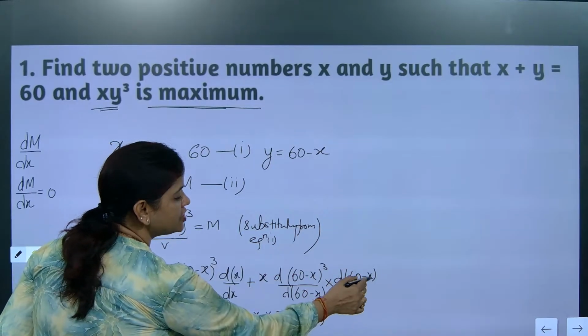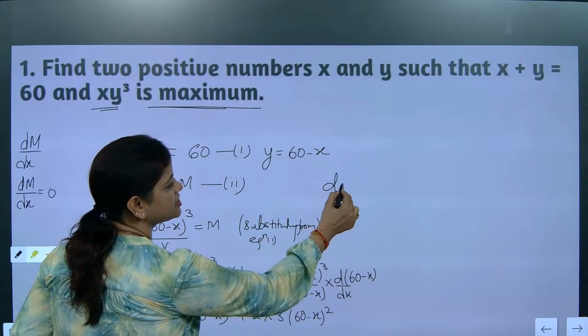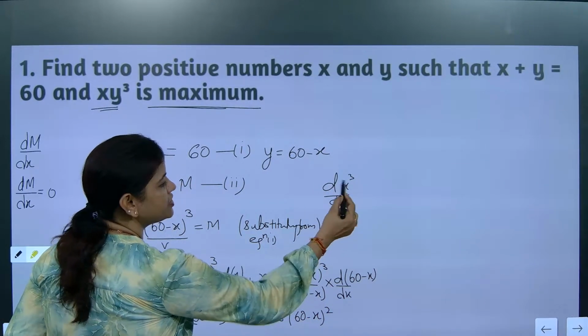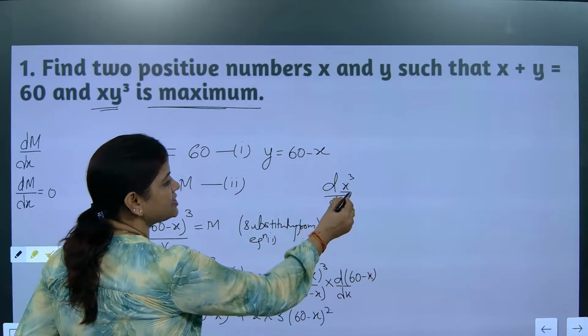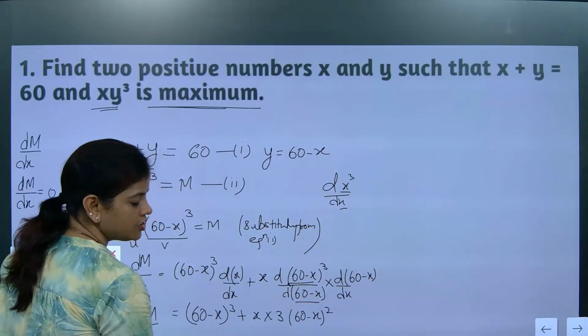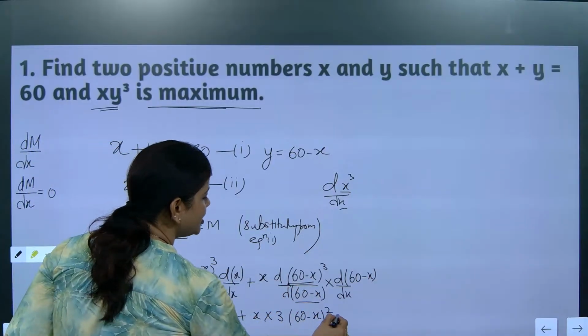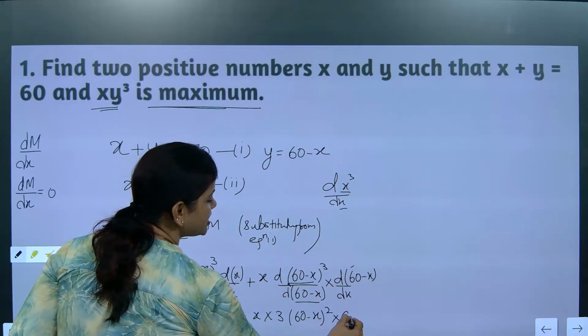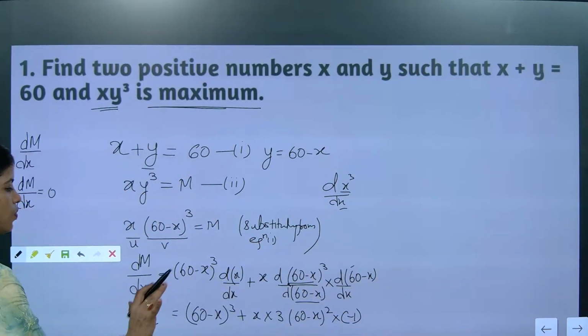And now this differentiation is done like this. x cube differentiated with respect to x. So here x and x are same, and here 60 minus x and 60 minus x are same. So what you are going to write? Here this much into the differentiation of 60 minus x will give you minus 1. Done till here?